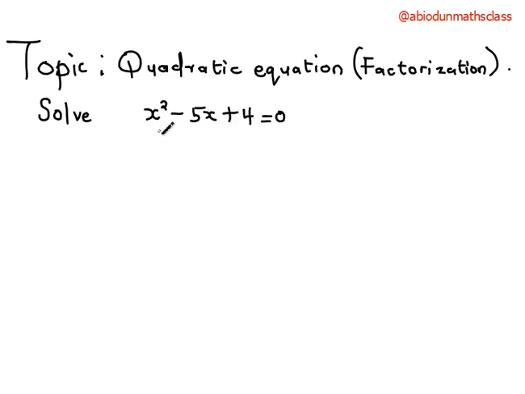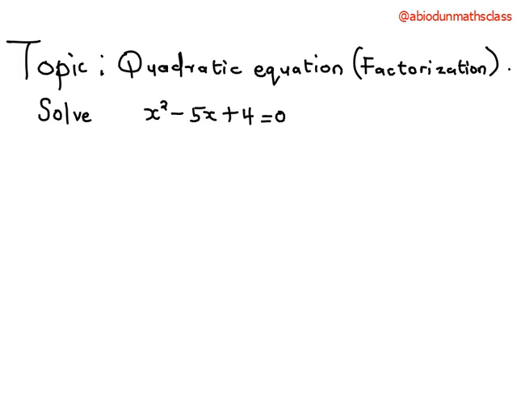Now today we'll be dealing with how to solve the quadratic equation using what we call the factorization method. We're told to solve x squared minus 5x plus 4 equals 0. It implies that you are told to factorize x squared minus 5x plus 4 equals 0, and after factorizing, you then get the value for x in each case.